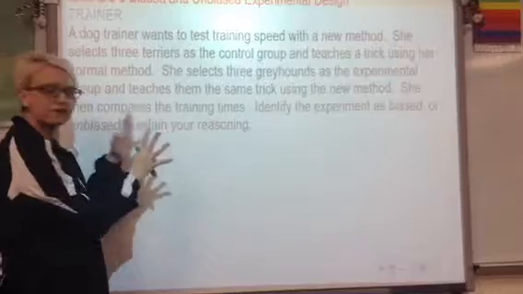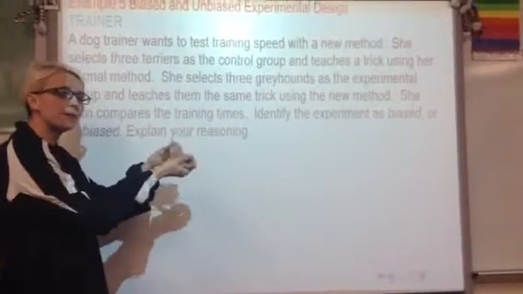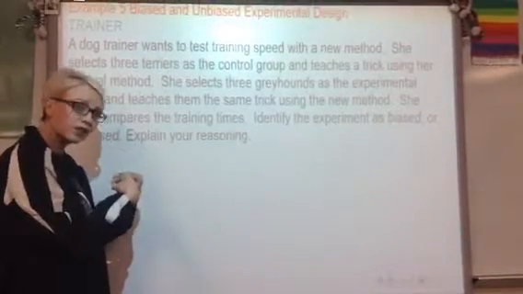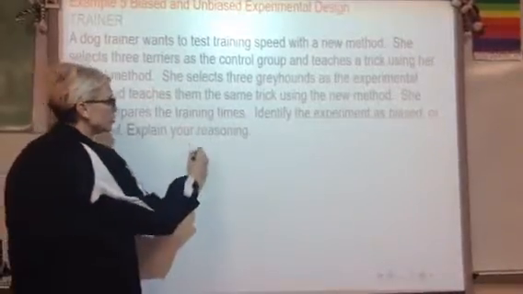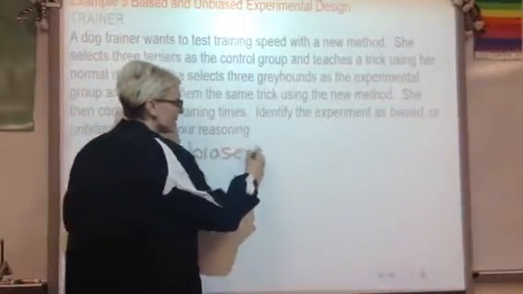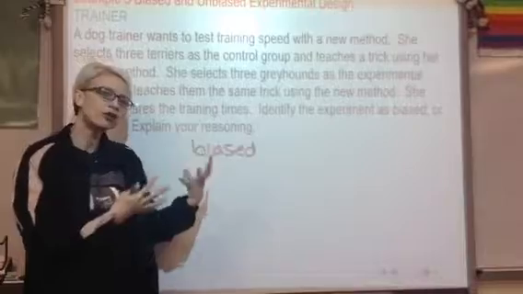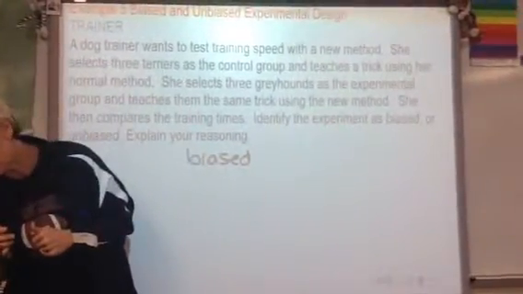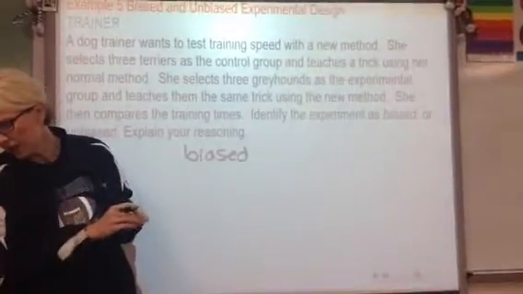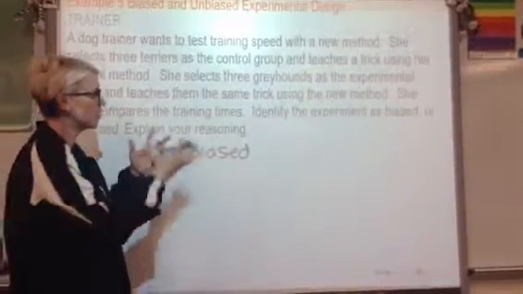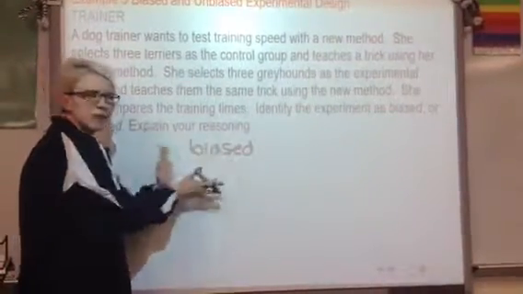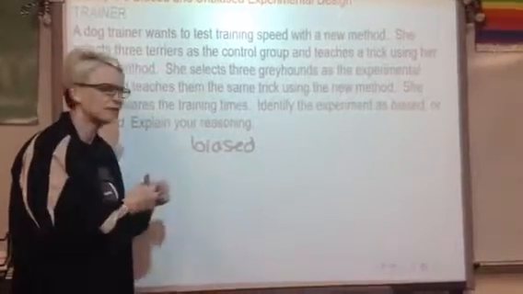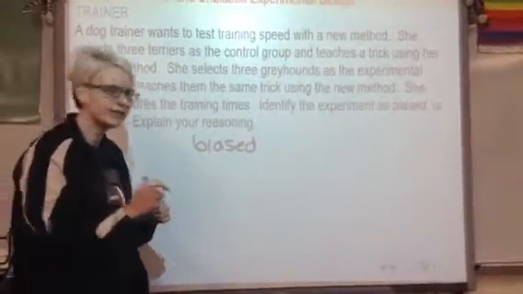These are different types of dogs, and so is one type of dog maybe more apt to learn a trick than another? Yes, they are. So we are going to say that this is biased because based on the pedigree or the type of dog, it is going to maybe learn tricks better than others. We know that a terrier might learn more than a greyhound, so that is why. So that would be my explanation, something about the types of dogs, and that's why it's biased. Try the example in your notes.